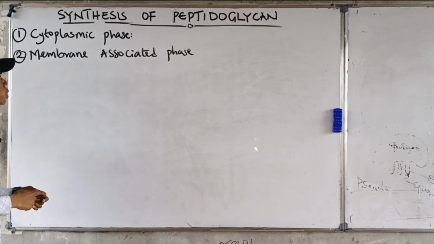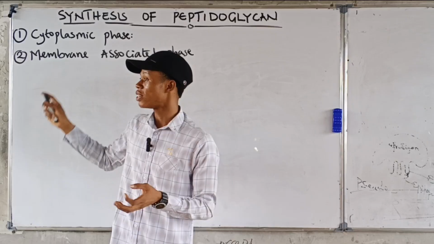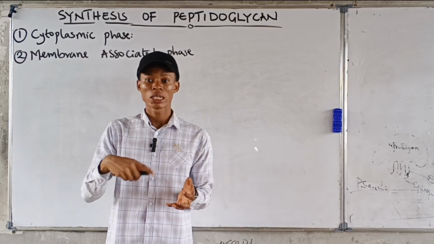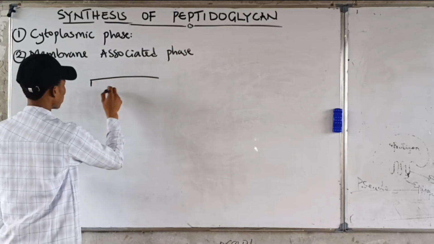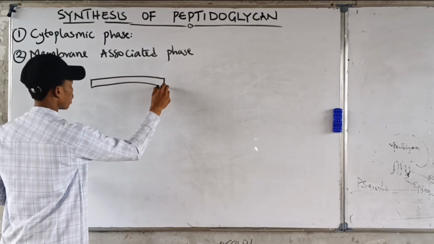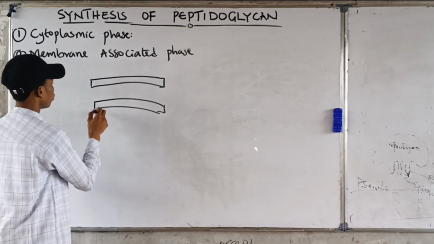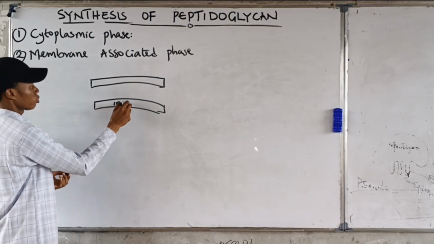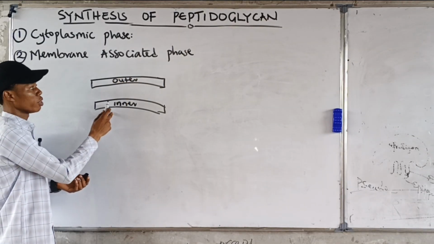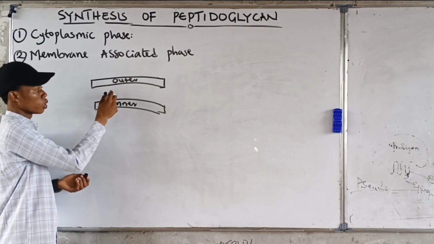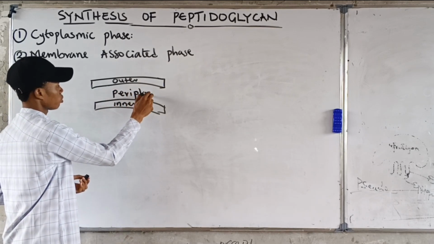Membrane associated phase. Now, in this, remember that what we were synthesizing in the first phase, the precursors, were done in the cytoplasm. Let me draw this. I'll be using gram-negative bacteria. I've explained the difference between gram-negative bacteria and gram-positive. So I'll be using this. Now, this is the inner membrane. This is the outer membrane. And remember, the space between the inner membrane and the outer membrane is called what? Periplasmic space, or you call it periplasm.